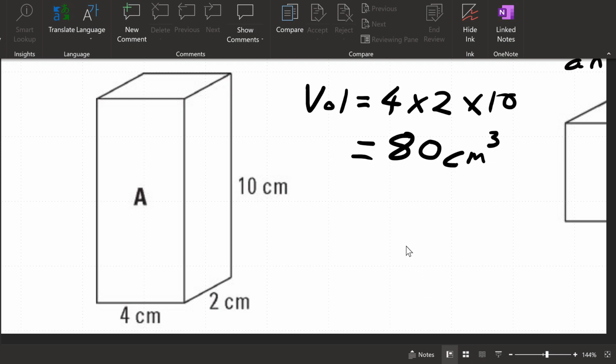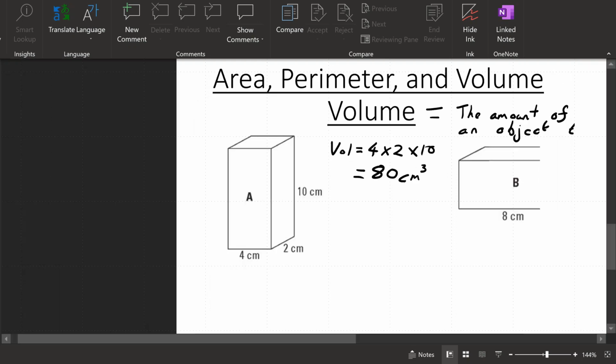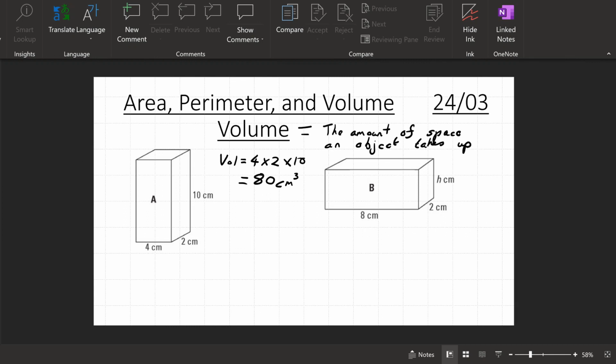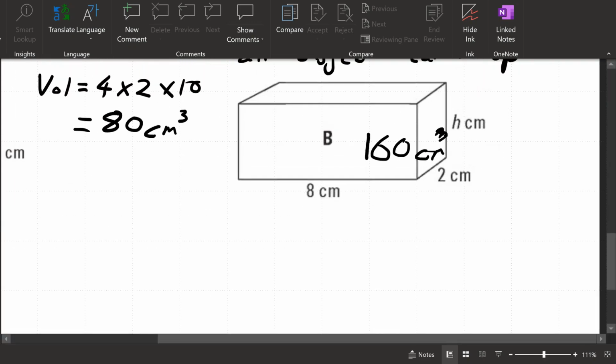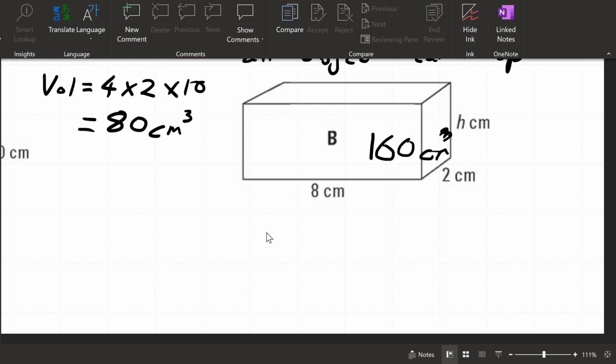Okay, now let's look at another question. So imagine I don't just want to find the volume of an object. Instead, I already have the volume of an object. Let's say this block B, it takes up 160 centimeters cubed. How would I find the height of the object? Well, again, it's not that bad. We're going to be using a little bit of algebra here, not a huge amount, but we'll start to see why we were learning algebra beforehand.